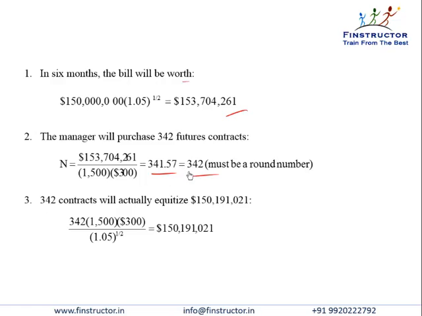So we purchased 342 contracts that will actually equitize slightly more than 150 million. So we will actually end up equitizing $150.2 million because we are buying slightly more. That is 342 into 1500 into 300 divided by 1.05 to the power 1 by 2.